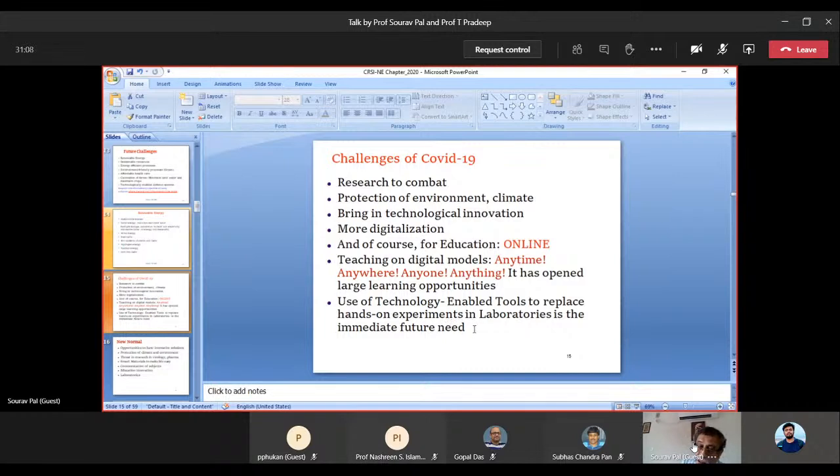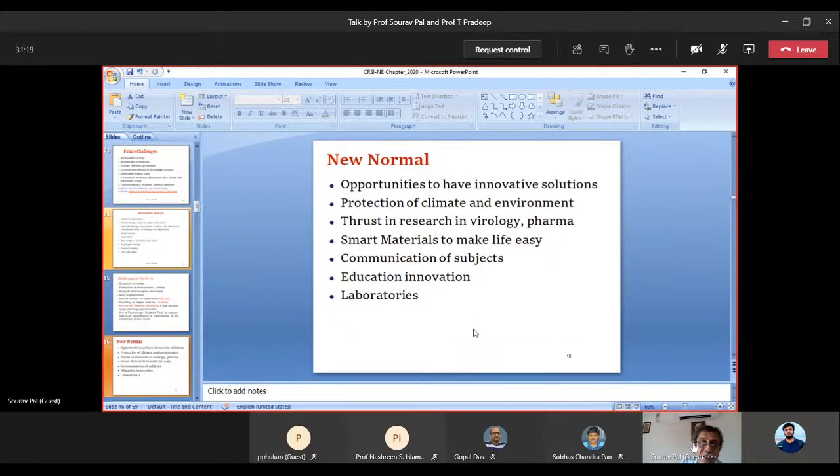And I think many of the IITs, IISERs, IISc, and universities are all now wondering what will happen in future. But I think in future, I can see a lot of changes will take place. And that is what we are calling the new normal, when there will be opportunities to have innovative solutions. As I said, climate and environment, there will be a lot of thrust in research in virology and pharmaceuticals. I think that's an inevitable thing that will happen.